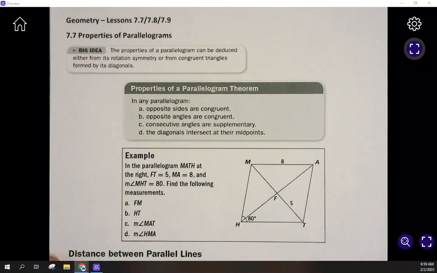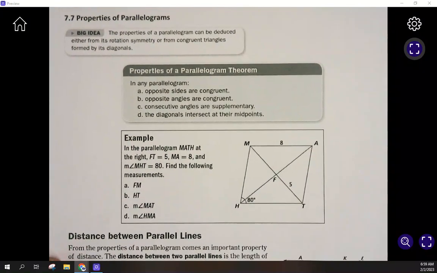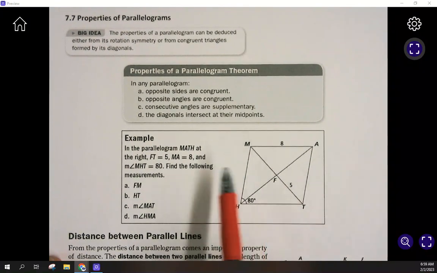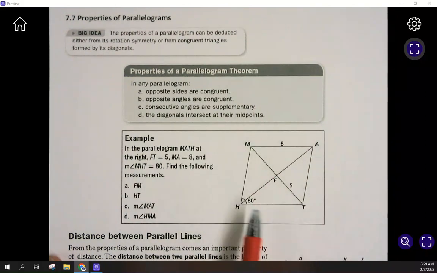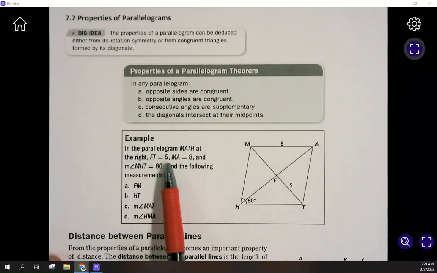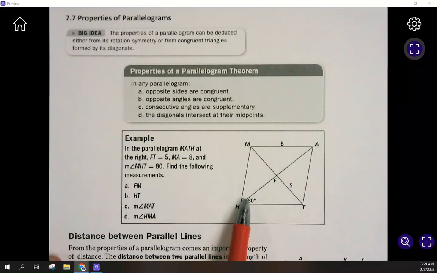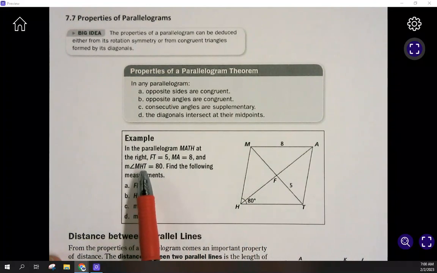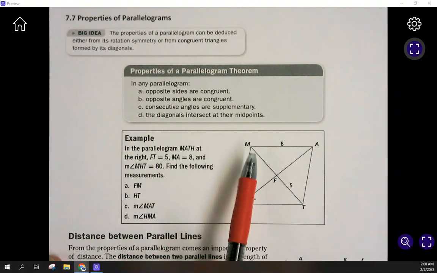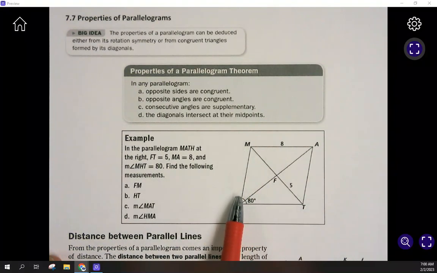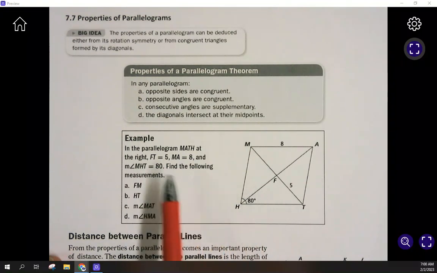So let's jump into this example. It kind of just walks through those basic properties of a parallelogram. So in this parallelogram, MATH at the right, they give you all this information. It's also labeled here in the picture. I think it's important. This angle, it's hard to tell. Is just this little piece, FHT, 80 degrees, or is the whole thing 80 degrees? So you have to look up to the given, basically. And they're telling you it's MHT, that's 80, all of it. It kind of looks like half of it's 80 in the picture. So just be careful. All of it is 80.